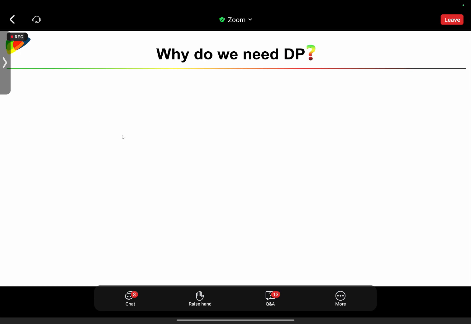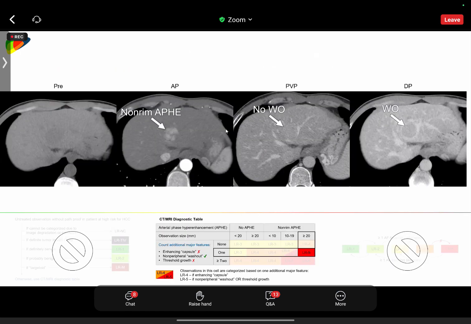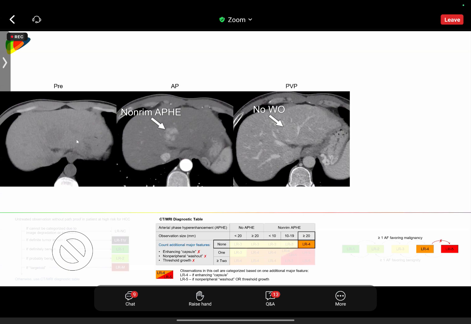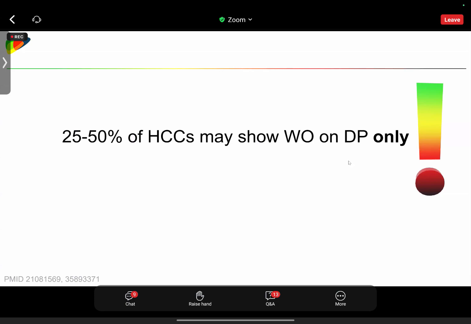So another example, we have a fairly large lesion, arterial phase hyperenhancement, no washout in portal venous phase, nice washout on delayed phase, which allows us to give LR5 category. If we didn't obtain delayed phase, we would end up with LR4 category, which of course changes management drastically. And it turns out that 1/4 to half of HCCs may show washout on delayed phase only, especially the small HCCs. They may not show washout until 2 to 3 minutes after contrast injection.